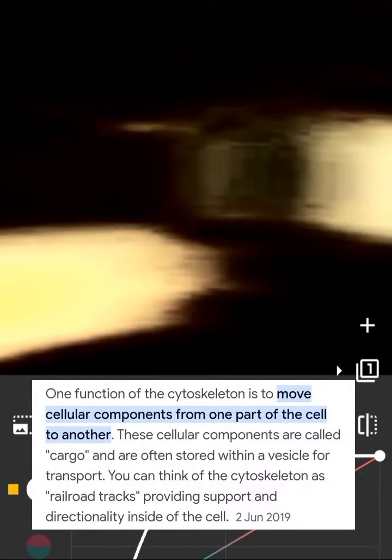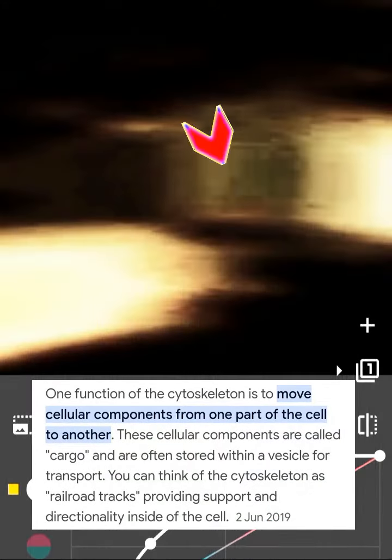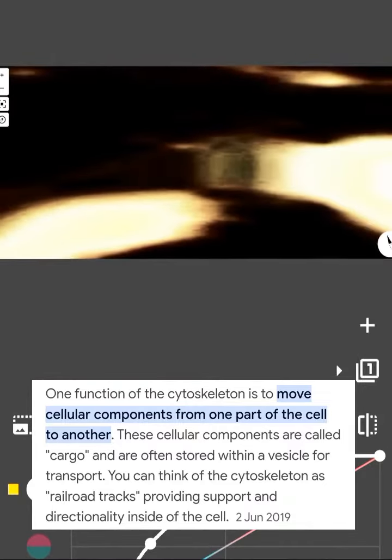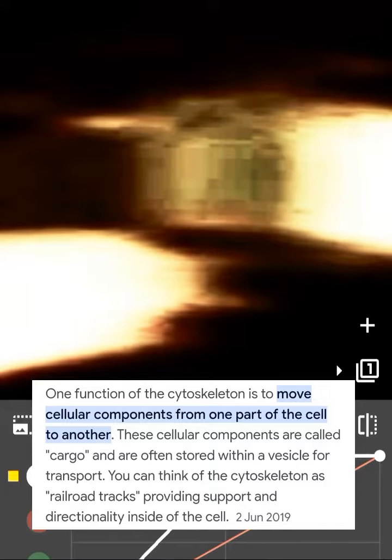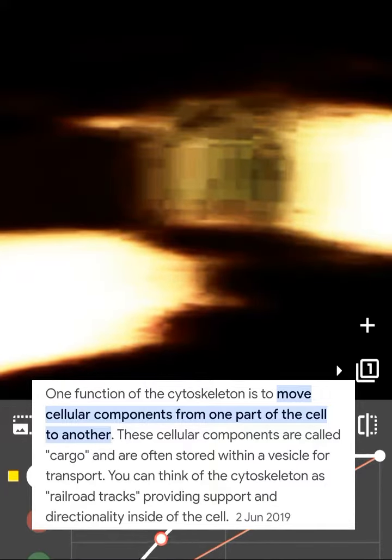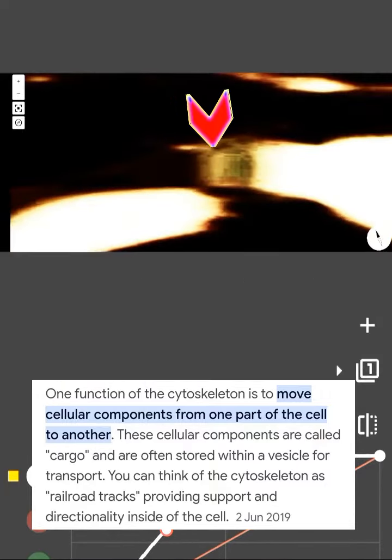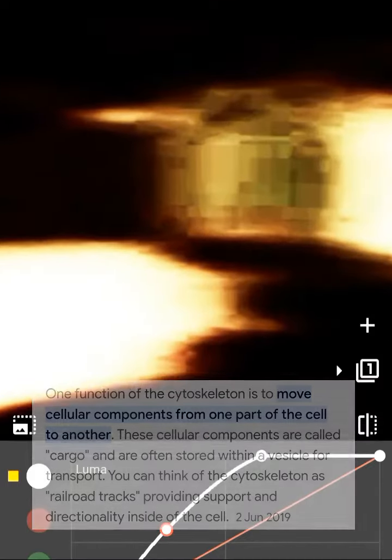The function of the cytoskeleton is to move the cellular components from one part of the cell to another. These cellular components are called cargo and are often stored within vesicles for transport. You can think of the cytoskeleton as railroad tracks providing support and directionality inside of the cell.